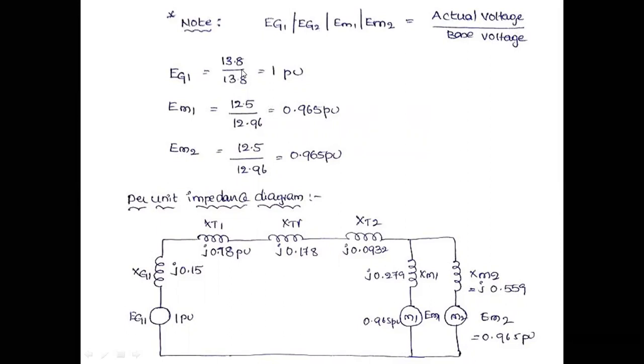Similarly, for the motor section, the actual value is given as 12.5, but as per the new base voltage, that can be converted to 12.96. So if you determine the ratio of those two voltages, you will get 0.965. EM2 is exactly similar to that of EM1. Okay, now this is the last conclusion. You are asked to draw this, and up to here is the required information to draw this per unit impedance diagram.